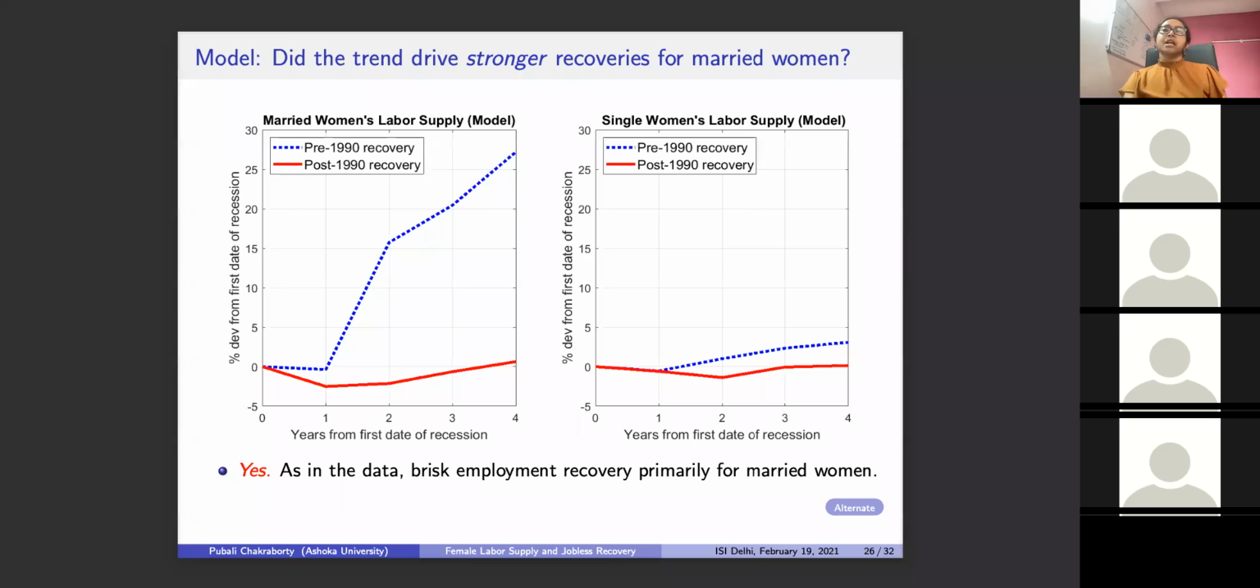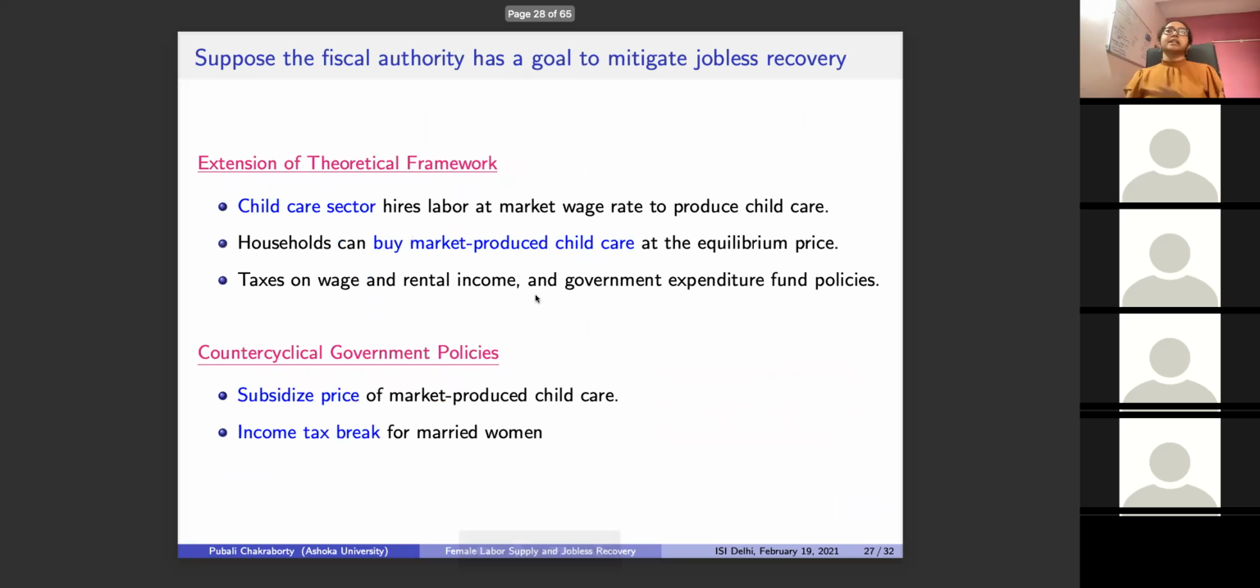Similarly for age. At this point, I do not have a role of age beyond the presence of young children, but that's something I'm working on, incorporating a life cycle earnings path for age, which will highlight the role of age beyond just the presence of children. All right. So finally, based on what I learned from my model, I extend my framework to consider some policies where suppose the fiscal authority has a goal to mitigate jobless recovery. So what I do is now Pubali, yes.